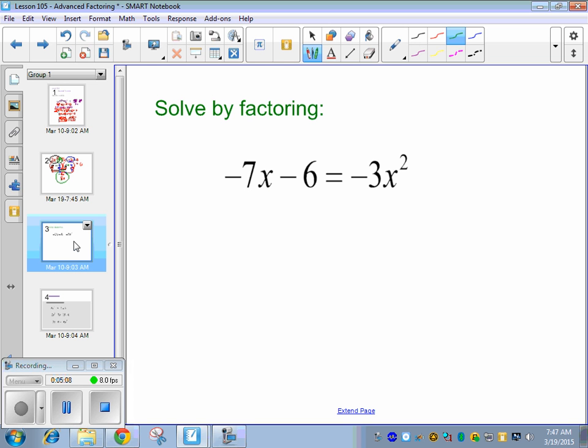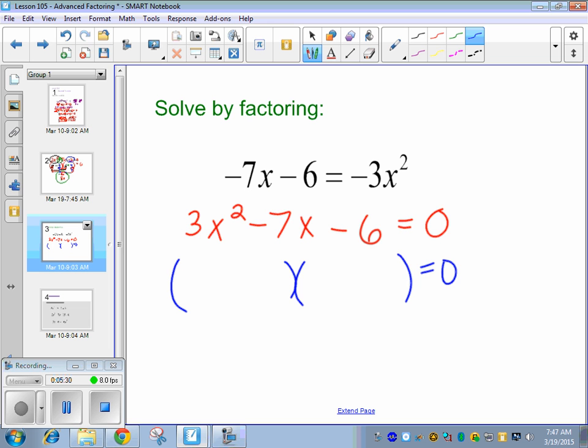What's the first thing we always do? Make it equal to 0. So I'm going to add the 3x over to the other side. Okay, if you want to do the rainbow method, multiply to this, add to this, go for it. I'm going to do guess and check, okay? Because these are small numbers. I just want to try it and see what happens, okay?